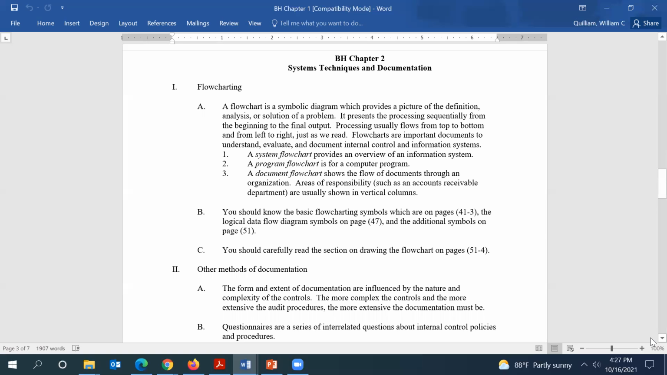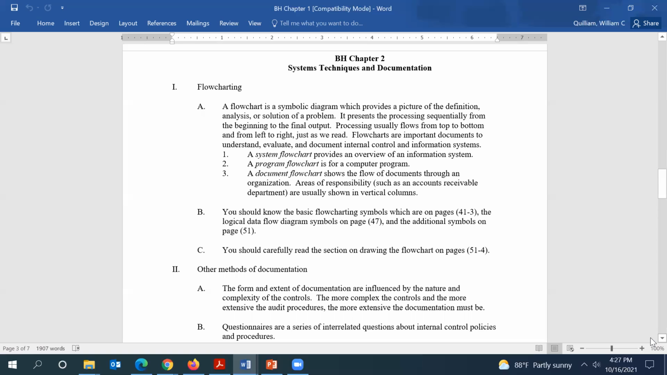But a flowchart is a symbolic diagram, and it provides a picture of the definition, analysis, or solution of a problem. It presents processing sequentially from the beginning to the final output. Processing usually flows from top to bottom or from left to right in a flowchart, just like we read. And flowcharts are important documents to understand, evaluate, and document an internal control and information system.